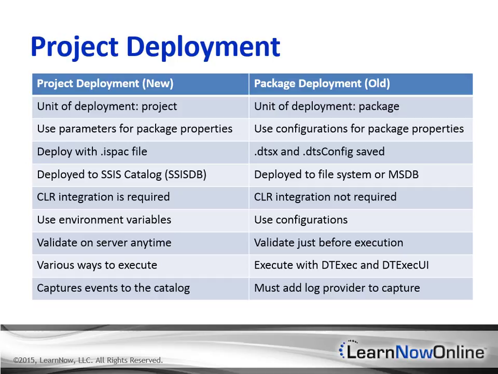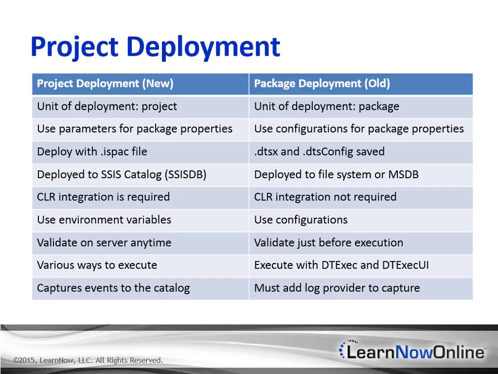Another difference is that under the project deployment model, a project which contains the packages and parameters is deployed to the SSISDB catalog on an instance of SQL Server. Under the older system, packages and configurations are copied to the file system on another computer as part of the deployment. And packages can also be saved to the MSDB database on an instance of SQL Server.